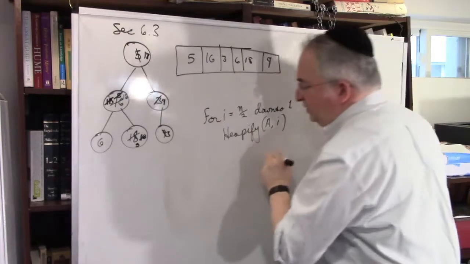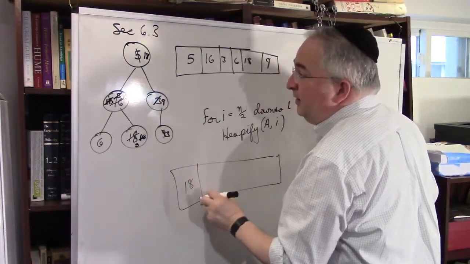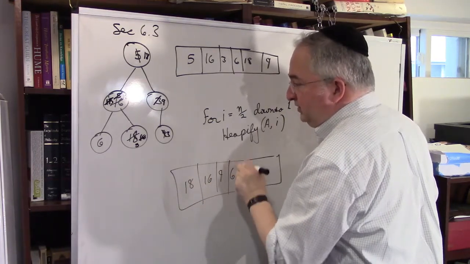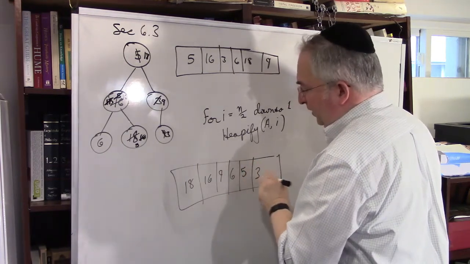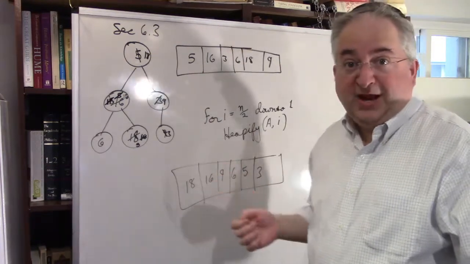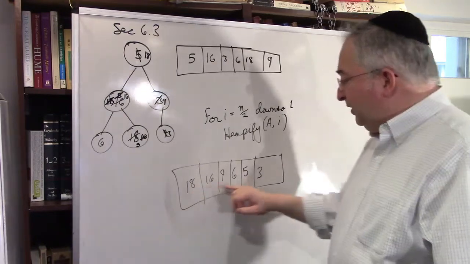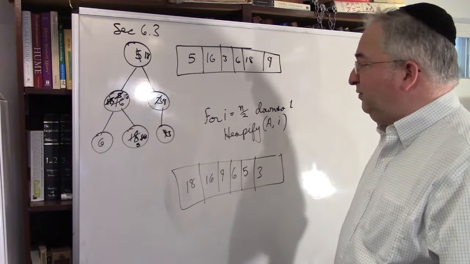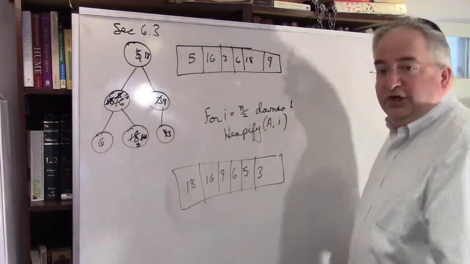What does this look like in terms of a matrix? This is 18, 16, 9, 6, 5, 3. Okay, that's very good. Again, the first element is always the maximum of all of that. So that's the beginning. That's going to be the largest. But this is definitely not ordered. Well, it's in reverse order actually. But that's fine.